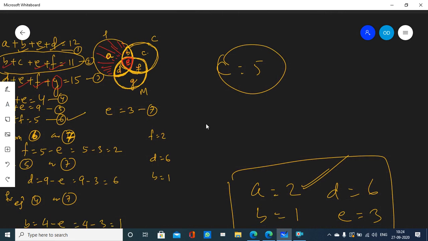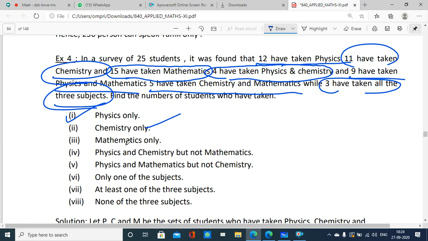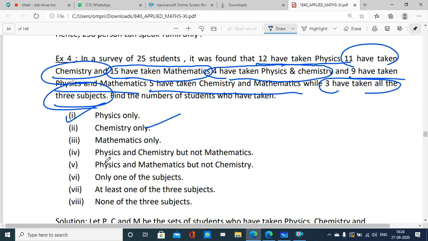C, right? Value of C is 5. Yes, C is 5. Mathematics only, G, right? Value of G is 4. So 4 people study mathematics only.